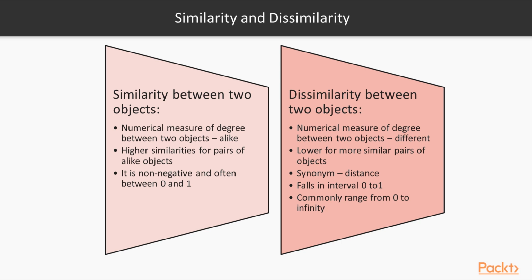On the contrary, by the term dissimilarity between two objects, we refer to the numerical measure of the degree to which two objects are different. Dissimilarity is lower for more similar pairs of objects. Frequently, the term distance is used as a synonym for dissimilarity. Just like similarities, dissimilarities sometimes fall in the interval 0 to 1, but it is also common for them to range from 0 to infinity.